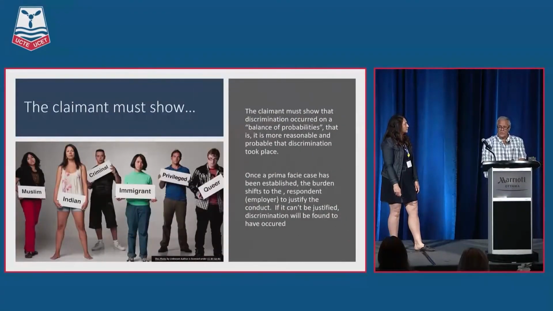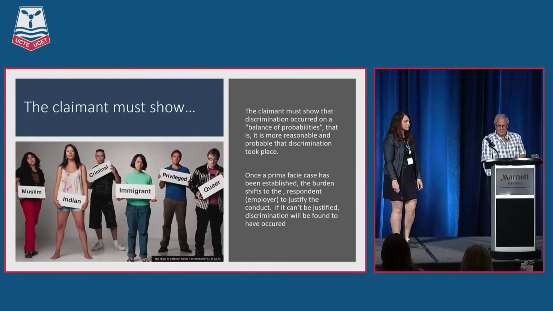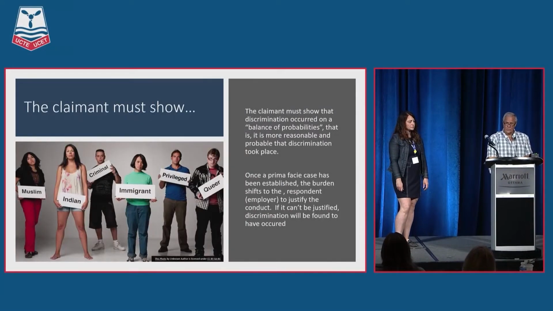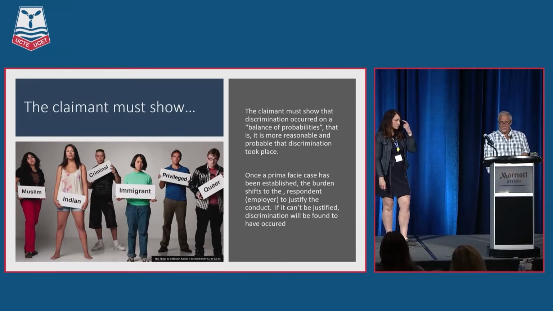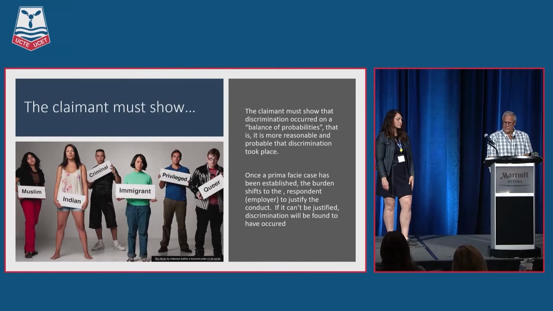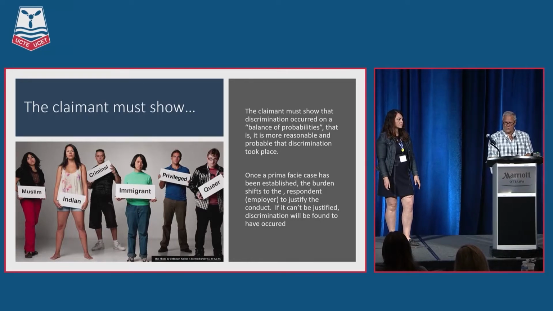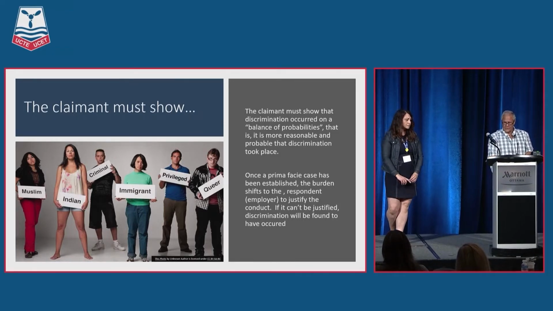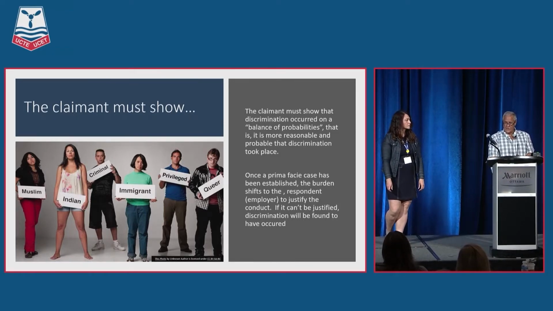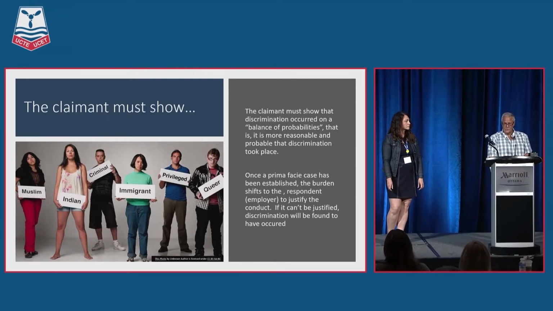So to continue, a claimant must show that discrimination occurred on a balance of probabilities. That it is more reasonable and probable that discrimination did take place. Once a prima facie case has been established, the burden shifts to the respondent, in this case the employer, to justify the conduct. If it can't be justified, discrimination will be found to have occurred.